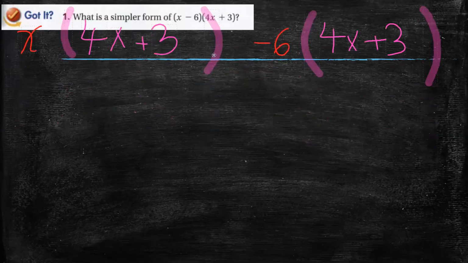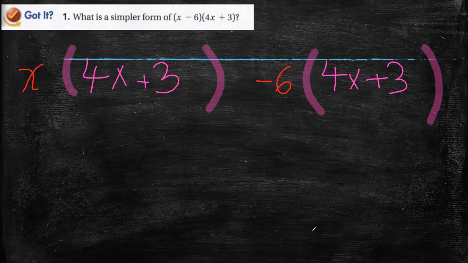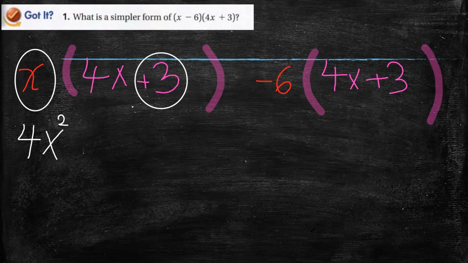After that, I distribute them as we see. This x, I multiply it by the first bracket. I will multiply x with 4x. If you multiply them, what will you get? 4x squared. Now I will multiply this x also, but not with 4x. I will multiply it with plus 3. So x times 3 is 3x. This will be for the first bracket.